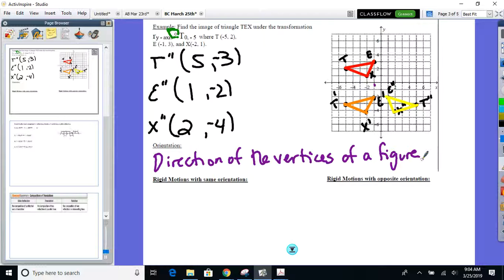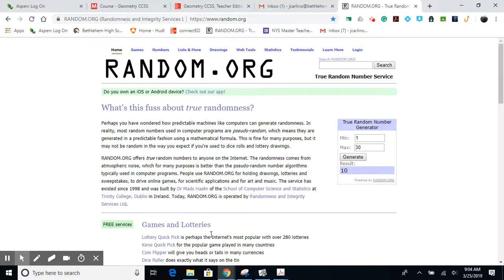So here's what I want to know right now. How many different transformations have we done? What have we done? We've done a translation, rotation, and a reflection. All right. Let's start with translation first.